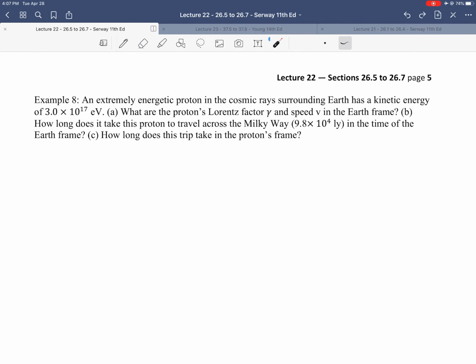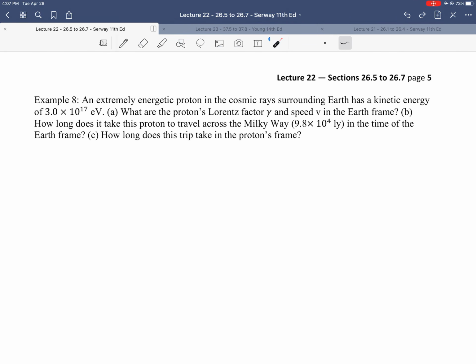An extremely energetic proton in the cosmic rays surrounding Earth has a kinetic energy of 3.0 times 10 to the 17 electron volts. Okay, so we'll go ahead and convert those electron volts over to joules, and that's going to be something we're going to be seeing a lot of. So again, this is kind of a foreshadowing of things to come. We're using a lot of electron volts, basically up until the final at this point.